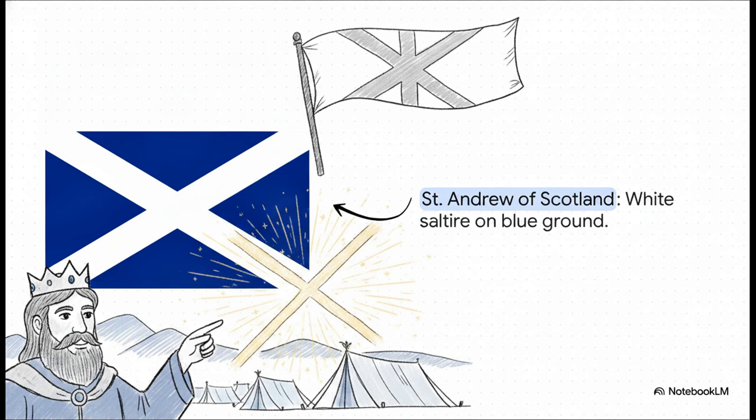Next up, we add the second piece of the puzzle, the cross of St. Andrew, the patron saint of Scotland. The legend behind this one is super fascinating. The story goes that in the 8th century, right before a major battle, King Angus of the Picts saw a silver diagonal cross, which is called a saltire, shining brilliantly against a bright blue sky. After he won, it became the official banner of the emergent kingdom of the Scots.